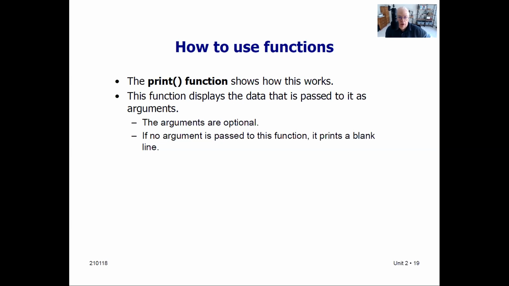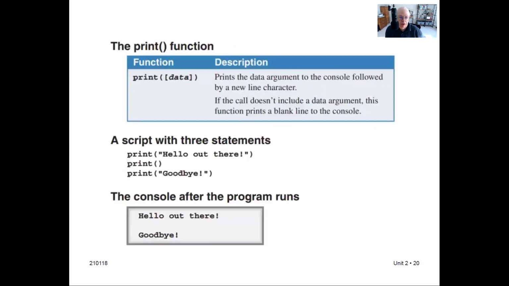But more times than not, we're going to have data in the argument, and that's all that's required in the argument is data. So throughout our book, you're going to see these blue boxes that tell us about the functions that we're learning and how to use them. And as we go, the more you can retain that, the better. It'll make you a better programmer. So our first function is the print function. You can see the syntax calls for data between the parentheses, and the description says prints the data argument to the console followed by a new line character.